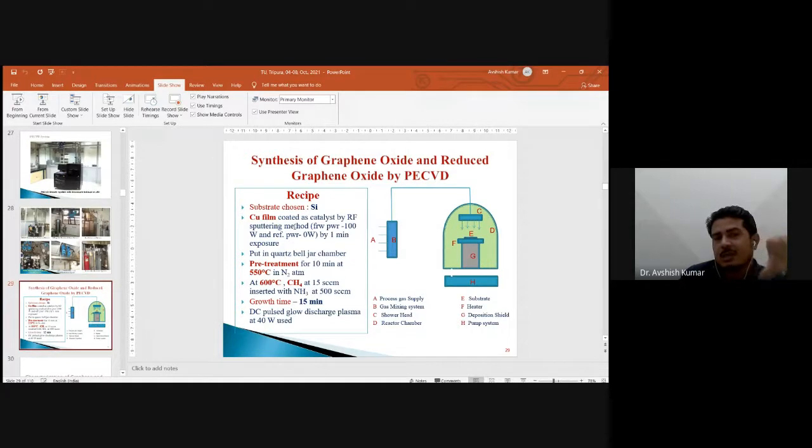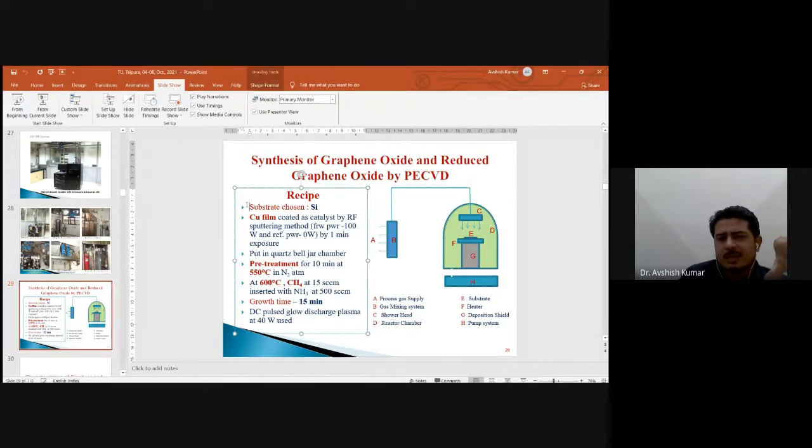You make a very thin film, and the thickness should not be very high. You have to optimize that. When your catalyst film is prepared, you can put it in the quartz bell jar and go for the pre-treatment, for 10 minutes. These are some optimized parameters I have listed here.